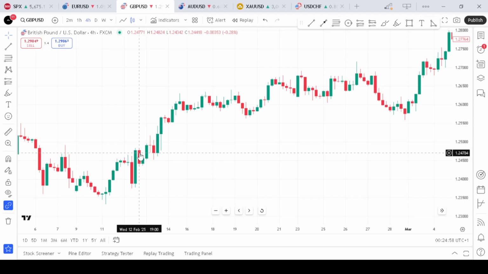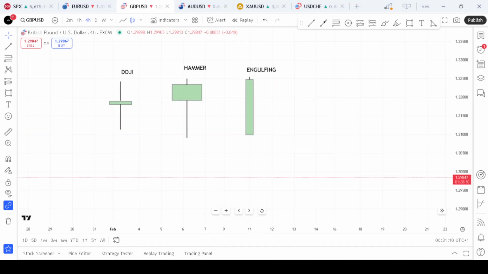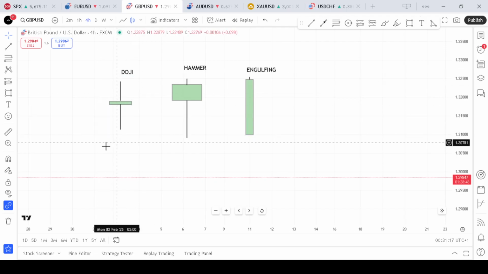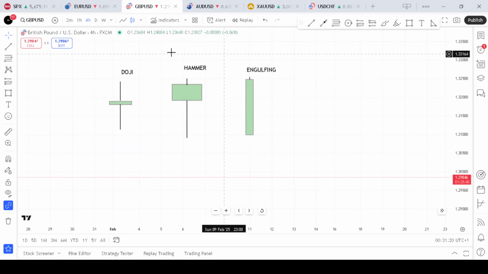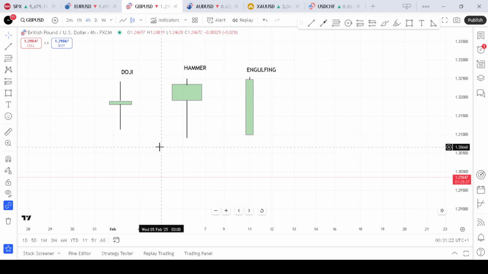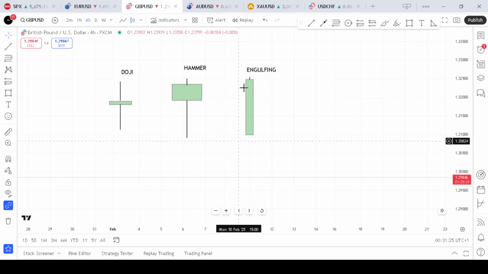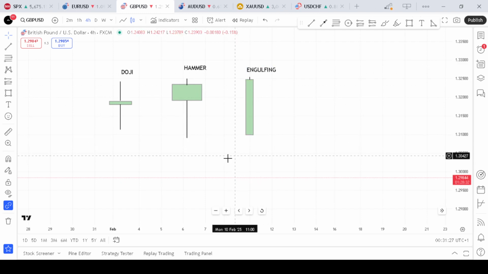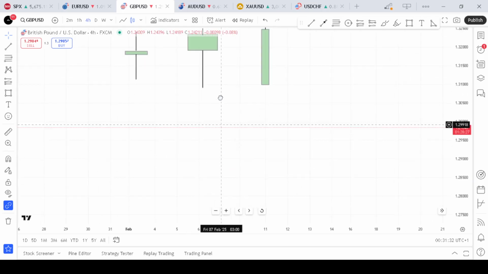What makes candlestick charts truly powerful is their ability to form recognizable patterns. I will draw an example. These patterns, such as the doji, can be in a bearish or bullish form. This is the doji, followed by the hammer. These are the candlestick patterns that we need to recognize. Then we have the engulfing, which can either be bullish or bearish. These are signs of potential reversals or continuation that we look out for in the chart.